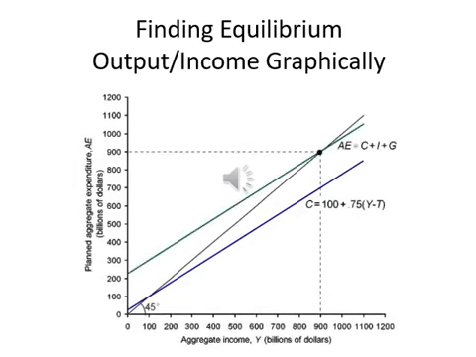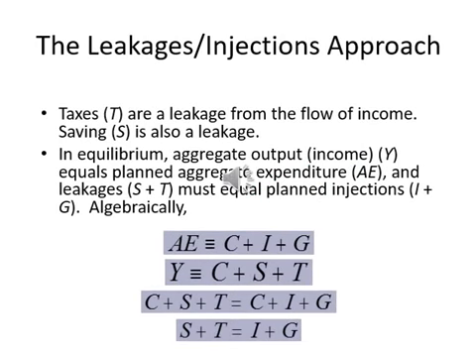Figure shows finding equilibrium output and income graphically. The leakage/injections approach: taxes, T, are a leakage from the flow of income. Saving, S, is also a leakage. In equilibrium, aggregate output, income, Y, equals planned aggregate expenditure, AE, and leakages, S and T, must equal planned injections, I and G.